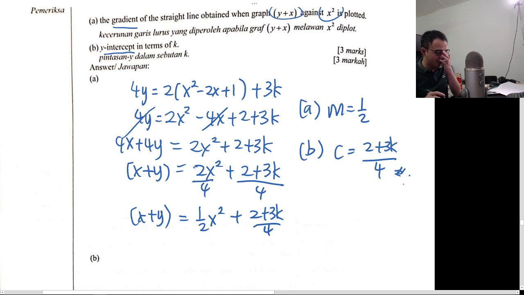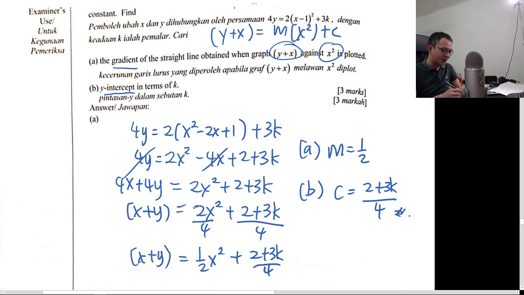Alright, what's so important here is you want to make y plus x or x plus y the subject, and then to make sure it's against x squared, so you want to leave an x squared here. The rest of this is just the c value. It shouldn't be too hard, right? For linear law, it's very easy.